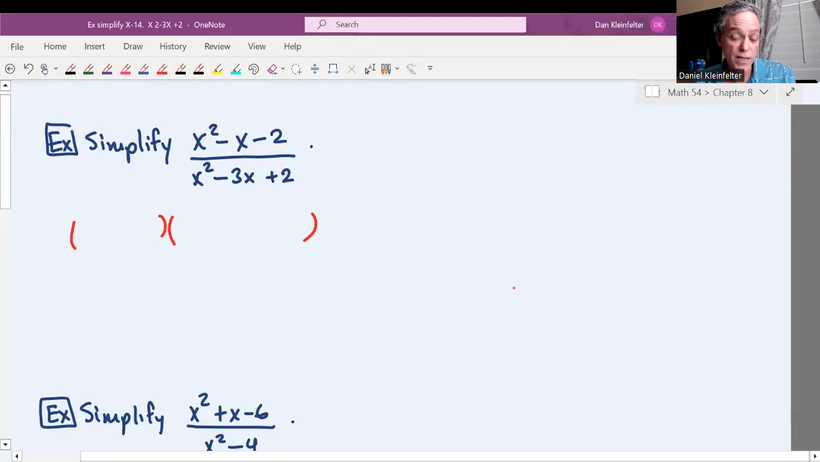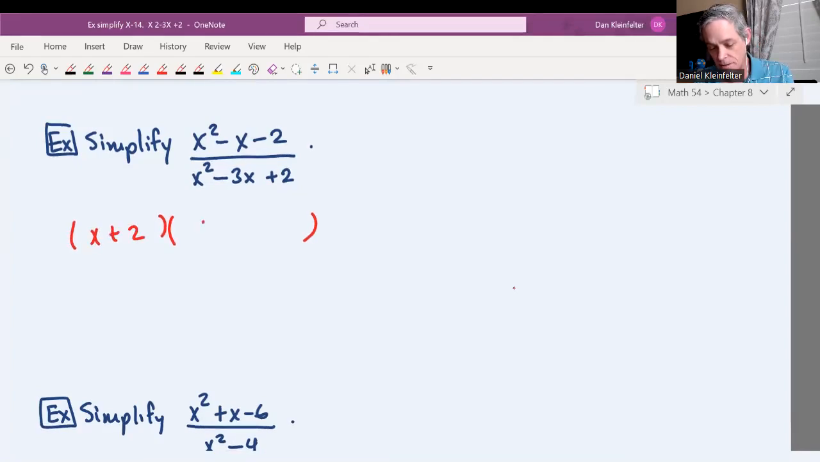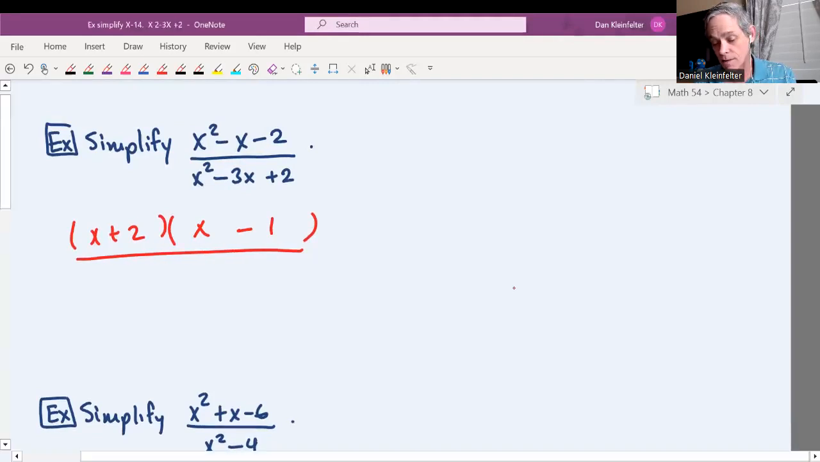So in the numerator, we need two numbers that multiply to -2 and add up to -1. Sounds like x plus 2, x minus 1. Let me double check by multiplying that back out. If I did, I would have x squared, I'd have minus x plus 2x minus 2. So I've actually got the signs here backwards, so let me fix that. Okay, let's try that again. That's x squared plus 1x minus 2x. That's better, and then minus 2.